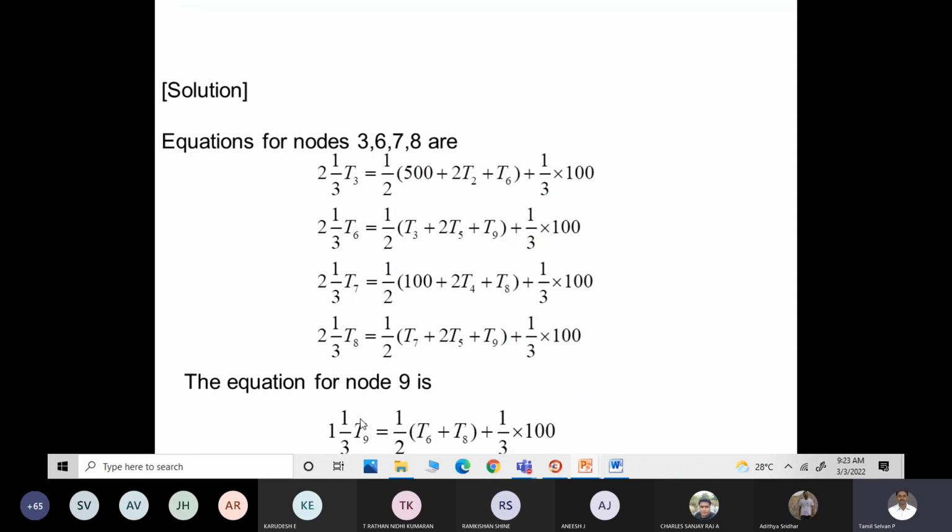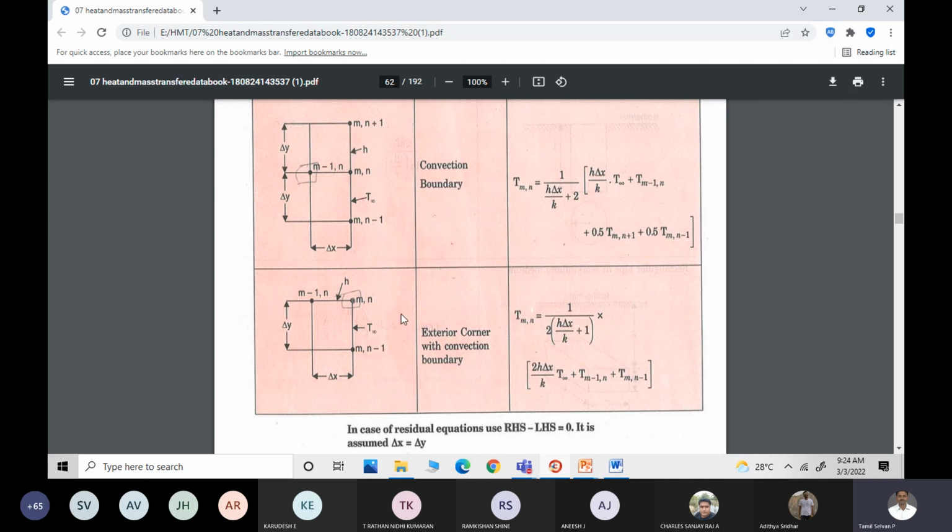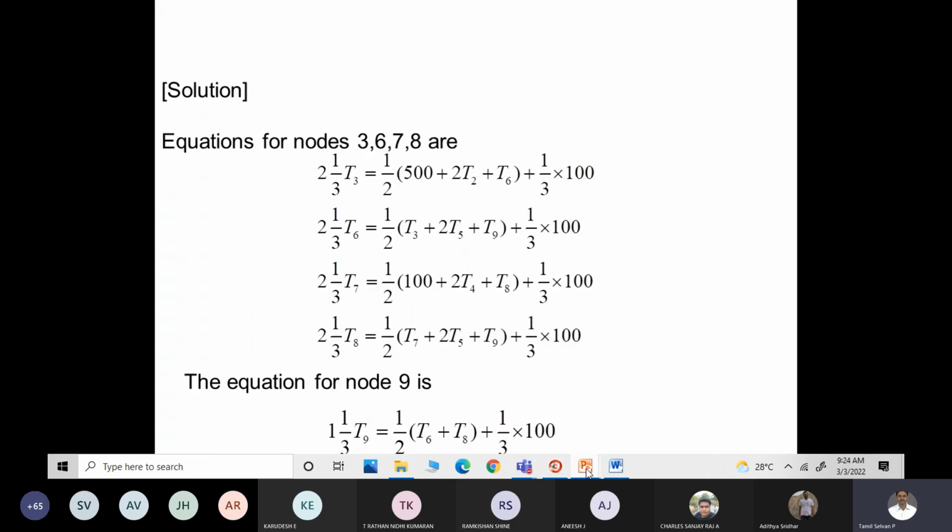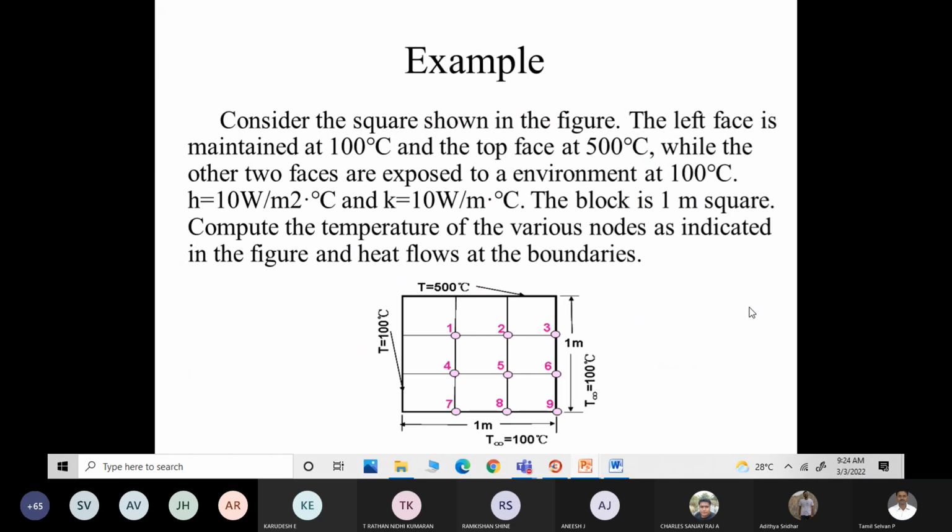Okay, so 1 by 3 T9, which is equal to half into T6 plus T8 plus 1 by 3 into 100. So that is the equation which we will be getting for this exterior corner with convection boundary. Okay, so in this problem, only this one. When we take this particular for T9, we will be having this.